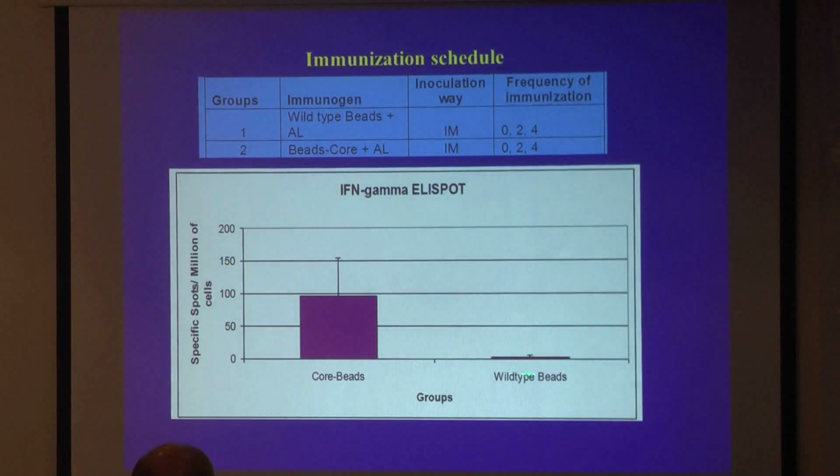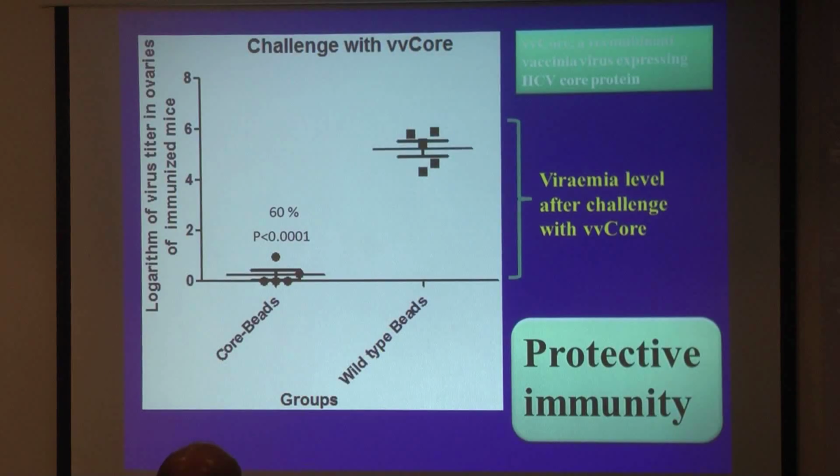Again, these are just the wild-type beads without antigens, just the naked beads, and these are the beads with the core antigen. And this is ELISpot to look at the IFN gamma release. And you see a significant increase when you have the antigens present here. And then in the challenge experiment, we had 60% of clearance when mice were challenged with the recombinant vaccinia virus expressing the core antigen. And then these are the wild-type beads without the antigen, so of course we don't see the reduction in viral titers.